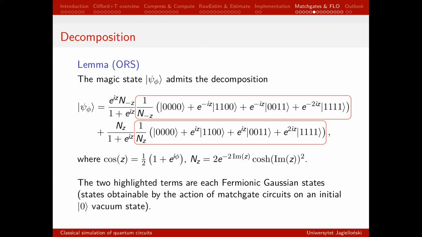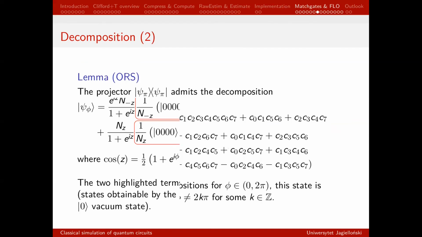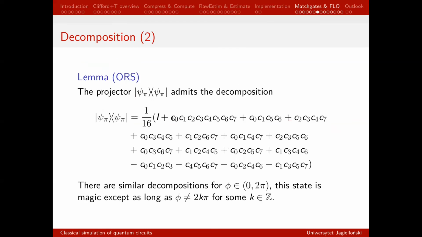We can replace each magic state with two efficiently simulable guys, with two fermionic guys. And then, say there are T magic states to start with, we'll end up with two to the T fermionic guys when we multiply out the brackets. This is the idea. You can also do it in terms of density matrices. Again, I apologize for this slide.